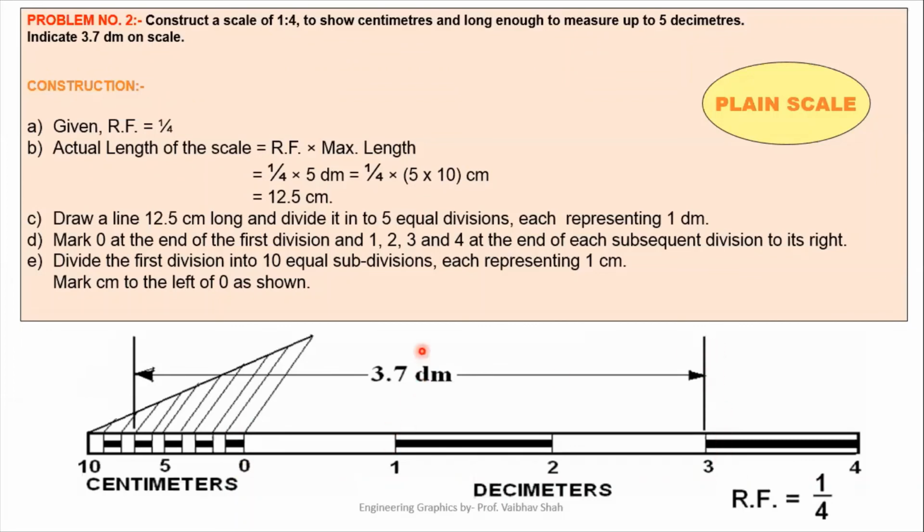Now we have to indicate this 0.7. So after this point, the digit will be measured from the secondary unit. So let us start 0, 1, 2, 3, 4, 5, 6 and 7. From the 7th division, draw one vertical line. So you'll have this as 3.7 decimeters. So this was also very simple. So this was the end of your problem number 2.